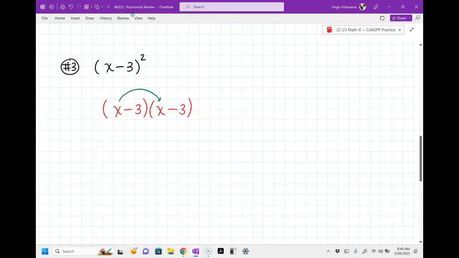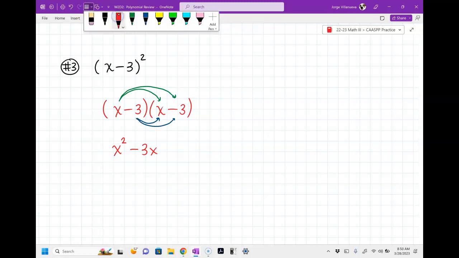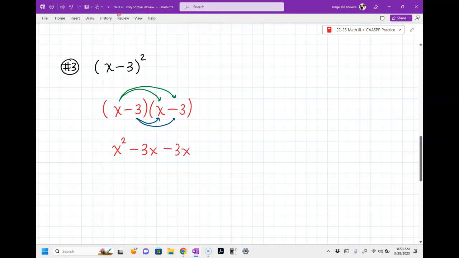We'll start with the x's. So x times x times negative 3. That's x squared minus 3x. And then we'll do the negative 3 times x and negative 3 times negative 3. So that's negative 3x plus 9.